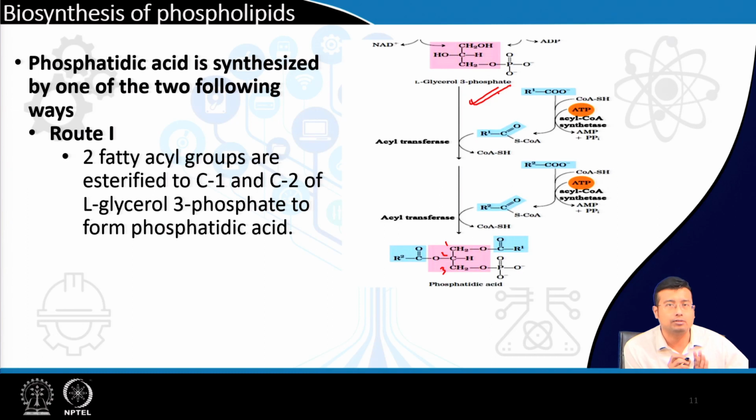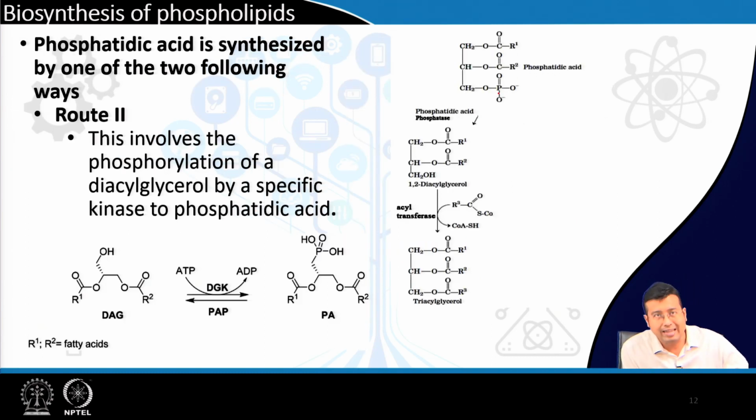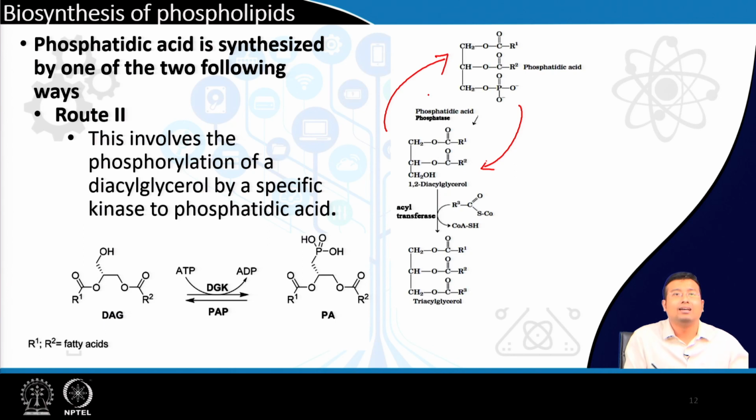of acyl transferase. Well, we also saw a reaction where phosphatidic acid was acted upon by a phosphatase to form diacylglycerol or 1,2-diacylglycerol. Whenever there is a phosphatase enzyme, depending on the metabolic requirement, this reaction can proceed in the opposite direction with the help of a kinase. That is exactly what happens here. So, there is another route by which, depending on the requirement, phosphatidic acid can be synthesized from diacylglycerol with the help of the enzyme diacylglycerol kinase.